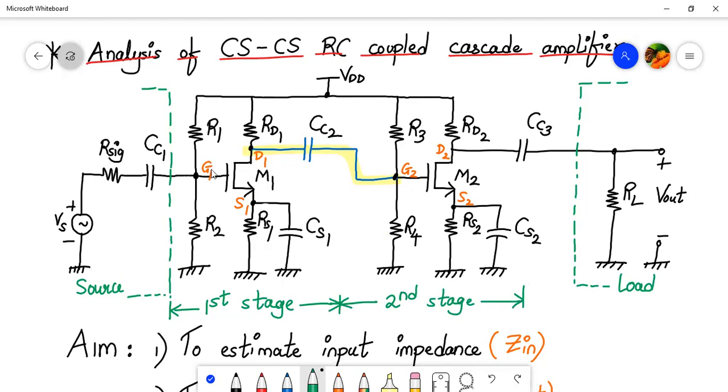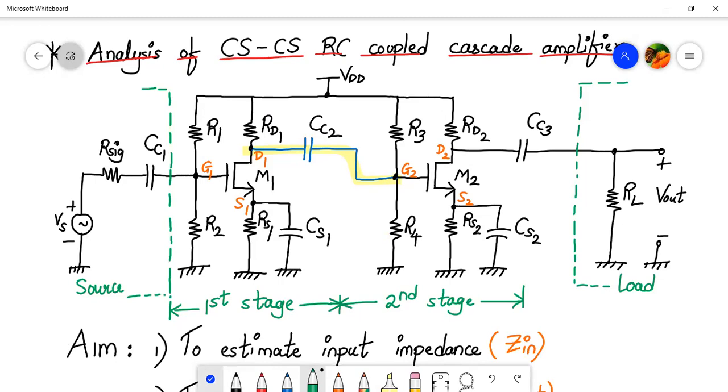It is very important to mark the gate, drain, and source terminals of the corresponding MOSFET. Individually, a single stage amplifier is a common source amplifier. And with cascading, it is called a common source RC coupled cascade amplifier.